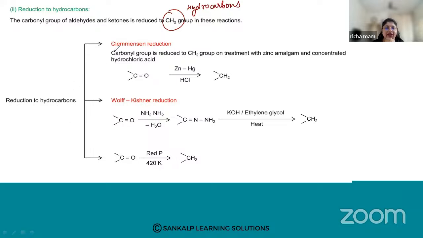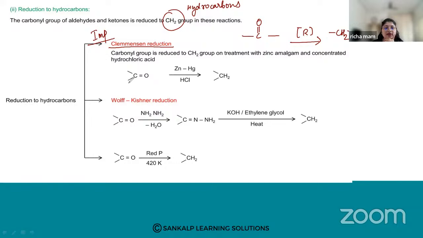First, a very important name reaction is Clemmensen's reduction. Mark this as important for 2 marks. They may ask you to explain Clemmensen's reduction. In Clemmensen's reduction, your carbonyl group is reduced to hydrocarbons. Remember this: the carbonyl group is reduced to hydrocarbons.